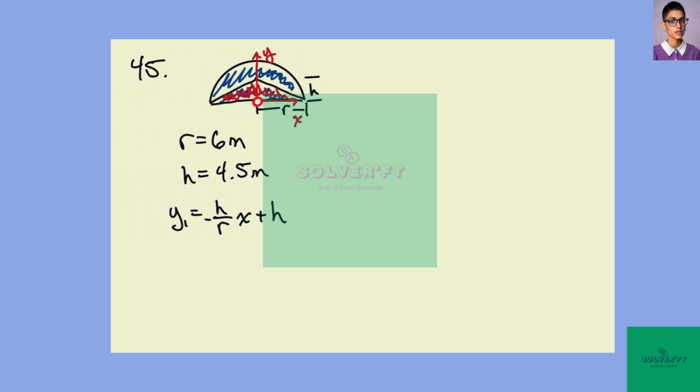And so here, point O is here. Because of symmetry, our centroid is going to be somewhere on this y-axis, with x bar equals 0. The radius of this semicircle is 6 inches, and the height of this triangle is 4.5 inches.